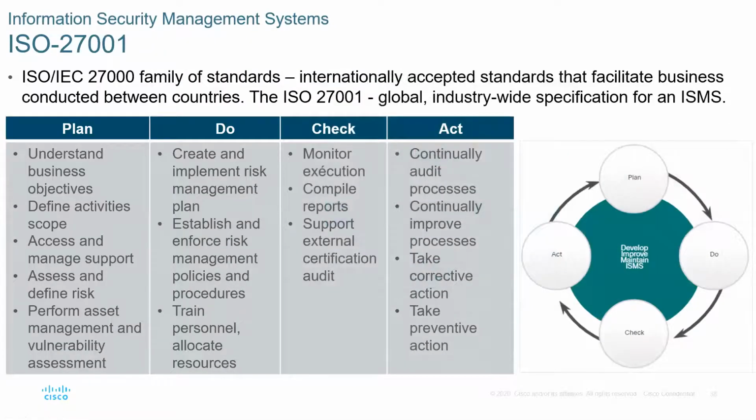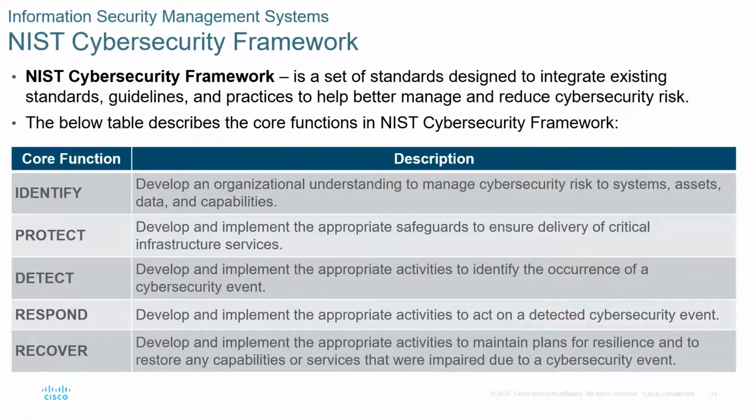In the Plan, Do, Check, Act, which is ISO/IEC 27000 or 27001, is a standard that's internationally accepted to facilitate business conducted between countries. The specific 27001 is the global industry-wide specification for an ISMS. And so the idea here is that you have a Plan, Do, Check, Act process. You'll go through each one of these sections individually, and as long as everybody does this globally, then they can make sure they're on the same standard.